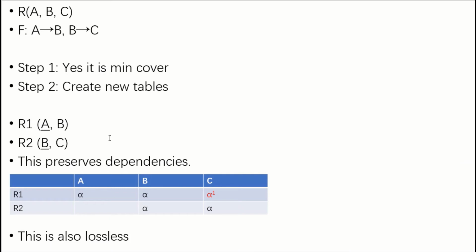The final thing you want to check is whether it is a lossy decomposition or not. So we go to our table. We have attributes A, B, and C, and we have tables R1 and R2. We put the alphas, or what we call the dependency variables, on attributes A, B for R1 and B, C for R2.